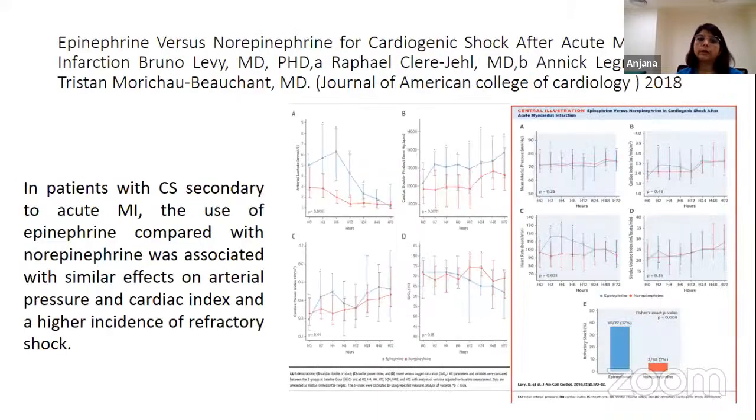Now, this is another trial which again compared epinephrine and norepinephrine for cardiogenic shock. There also they found that both the drugs had the same effect on the blood pressure and cardiac index. In fact, they saw that adrenaline was harmful. There was a higher incidence of refractory shock with adrenaline.